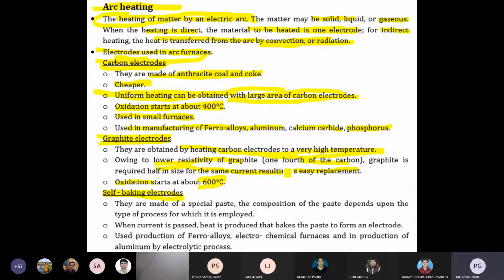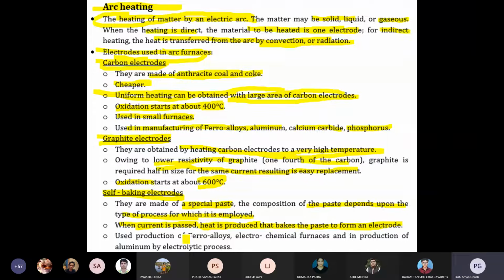Self-baking electrodes. What are the self-baking electrodes? They are made of a special paste. So a special paste you are preparing. The composition of the paste depends upon the type of process for which it is employed. When the current is passed, heat is produced that bakes the paste in the electrodes. So that's why, if you go beyond 600 degrees centigrade, you have to take these self-baking electrodes.